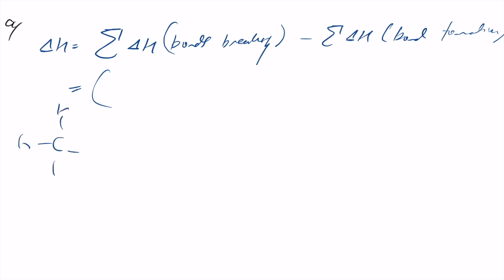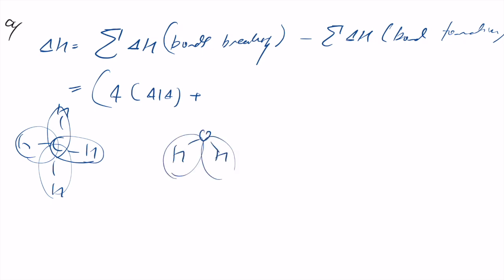Now notice, we're going to need to break all these C-H bonds, right? So there are actually 4 C-H bonds, and if you look at your data booklet, the enthalpy change in kJ per mole for breaking one C-H bond is 414, but we have 4 of them, so we need to multiply by 4. Now we're also going to add this with H2O.